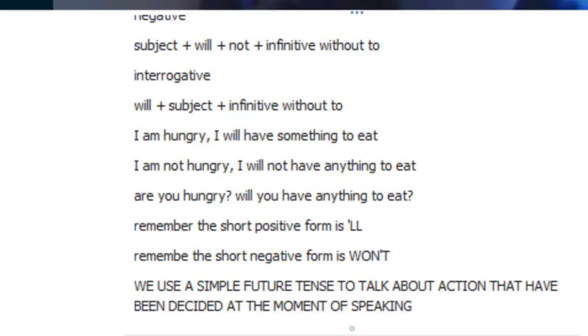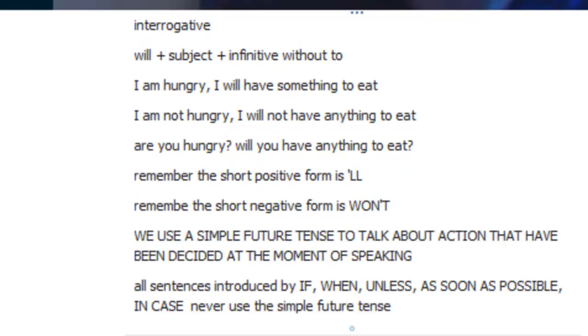Okay. Now I'm going to give you an exercise. All sentences introduced by if, when, unless, as soon as, in case never use the simple future tense.